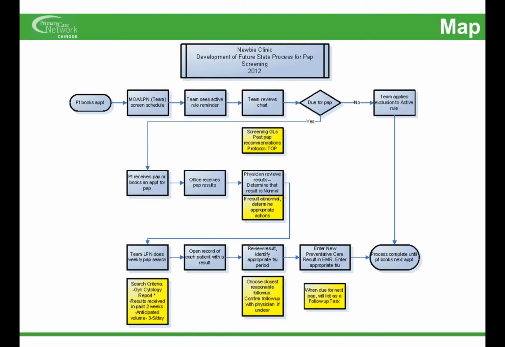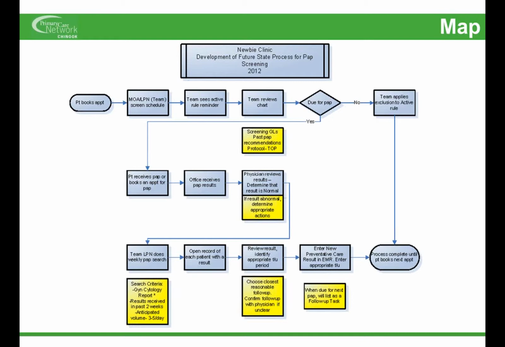However, they also recognized that they wanted to put in some automated processes around their EMR, and so they set up a process where the clinical team would actually receive those results as well. And then they would apply protocol-based decision-making to those PAP results to determine when they were next due for a PAP, whether it would be an abnormal result with a short-term follow-up, whether it was an adequate specimen, or whether that patient would then be eligible for the routine 3-year screening. Once those things were completed, the process would be complete until the patient would book a next appointment.